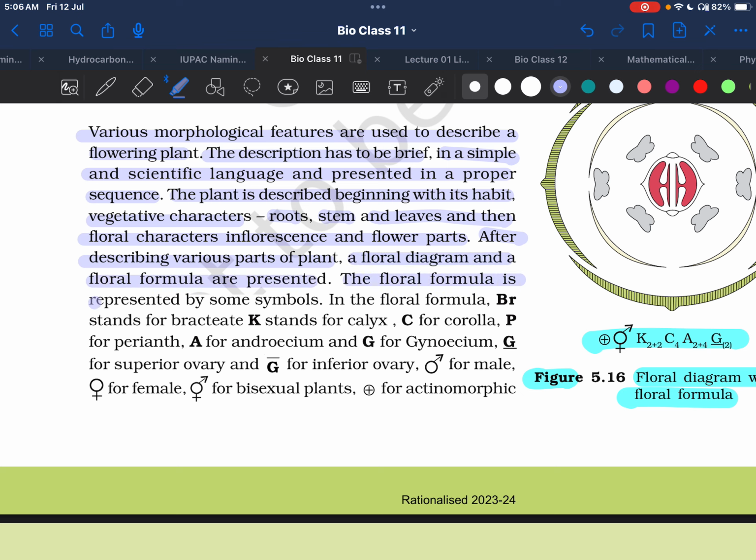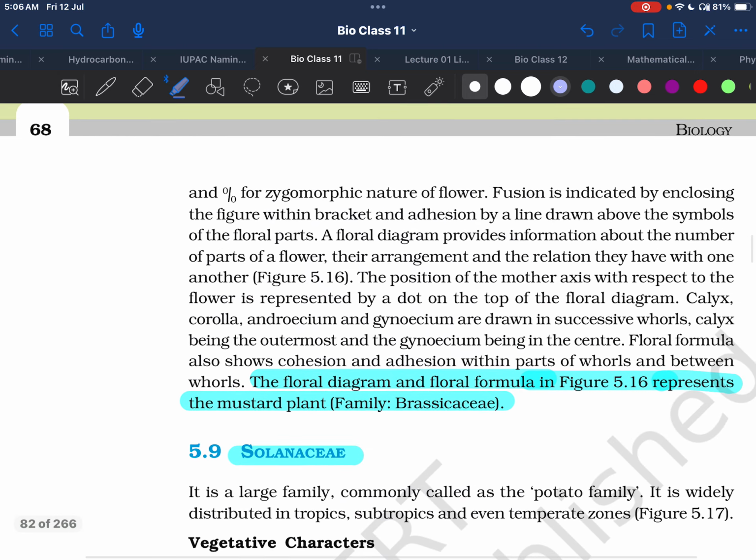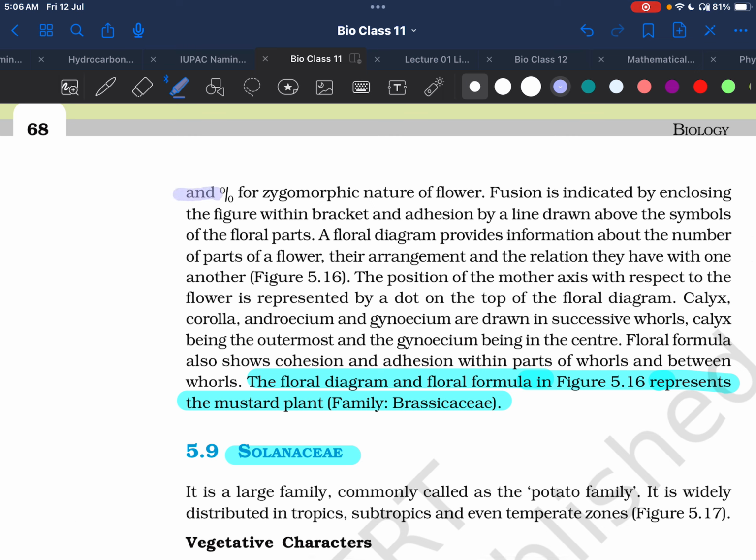The floral formula is represented by some symbols. In the floral formula, Br stands for bracteate, K stands for calyx, C for corolla, P for perianth, A for androecium, and G for gynoecium. G with a bar below is for superior ovary and G with a bar above is for inferior ovary. Symbols are used for male, for female, for bisexual plants, for actinomorphic, and for zygomorphic nature of the flower.